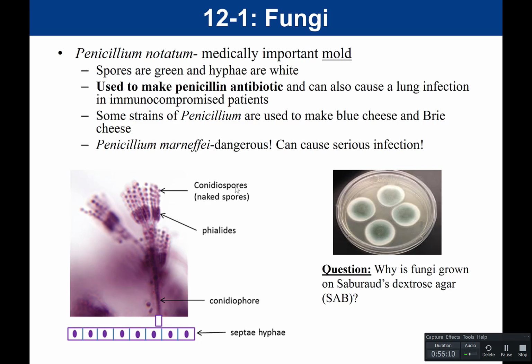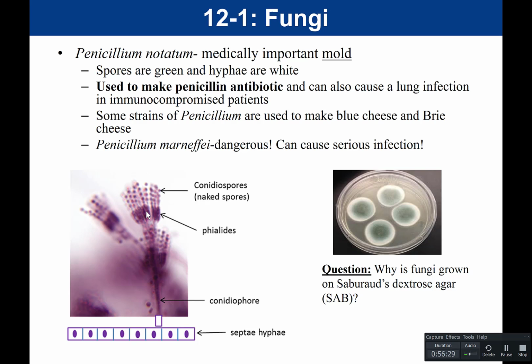Conidiospores are again used for asexual reproduction. Notice it's coming up from one hyphae. There's no partner involved, so these would be asexual reproductive spores as well. So you want to know that they're called conidiospores and that they're used for asexual reproduction.